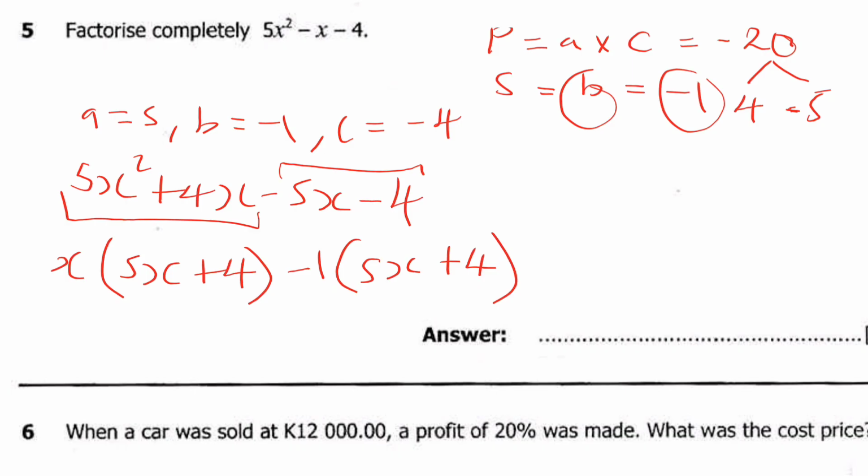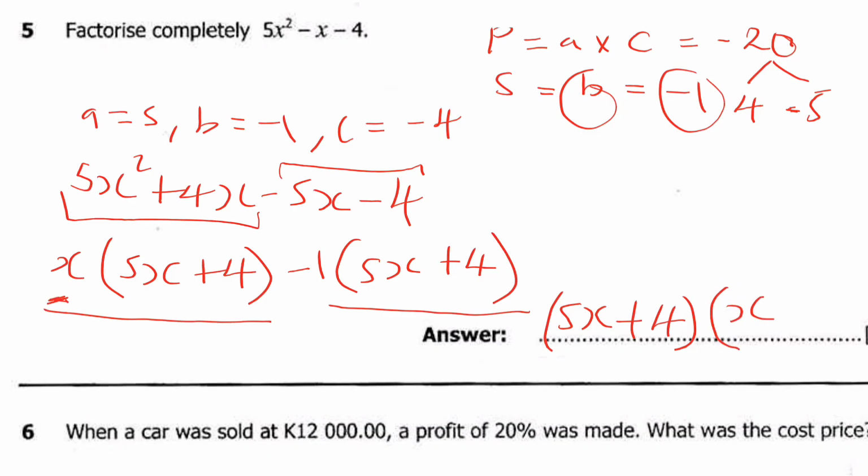Now we have what is common. We have two terms now. We have this term and this one. So what is common? What is common is 5x plus 4. So you can write 5x plus 4 in brackets. Then write this x here. Put it in bracket as well. Attach it to this one. Okay, this which is in front and this one. So it will be -1. Okay. So this is the answer, by the way.